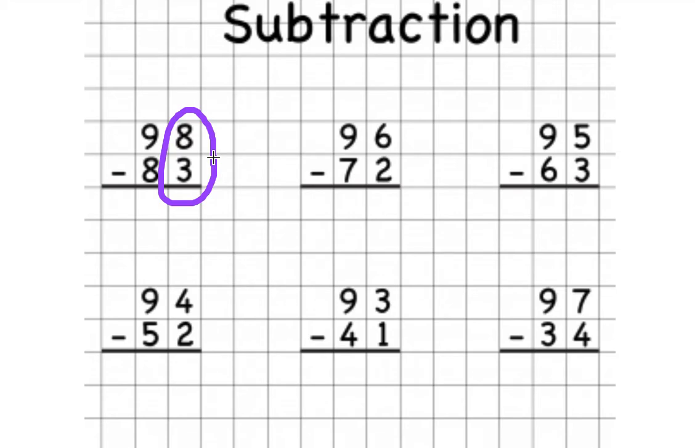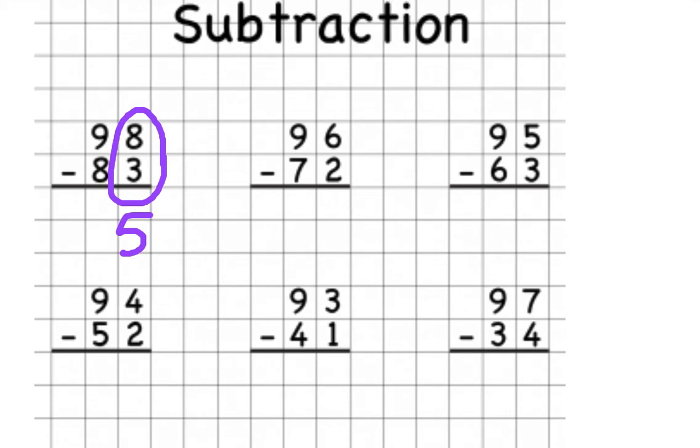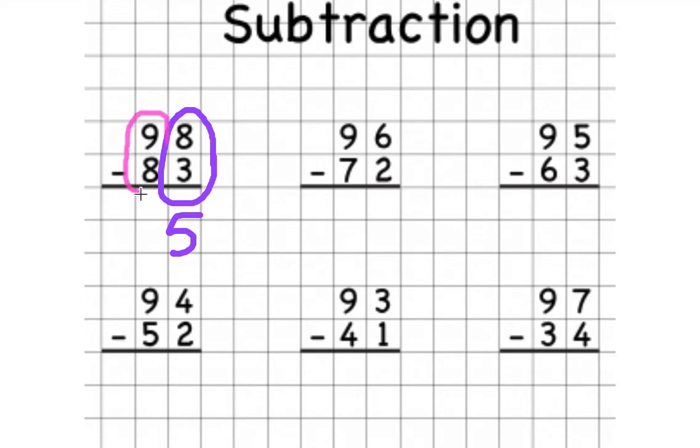Now, instead of a really big number, I see really easy 8 minus 3. And we know that 8 minus 3 is 5. Now that we finished with our ones place, now we can move on to our tens place. And now that just became super easy because it's not really big numbers anymore. It's 9 minus 8. And 9 minus 8 is 1. That means 98 minus 83 equals 15.